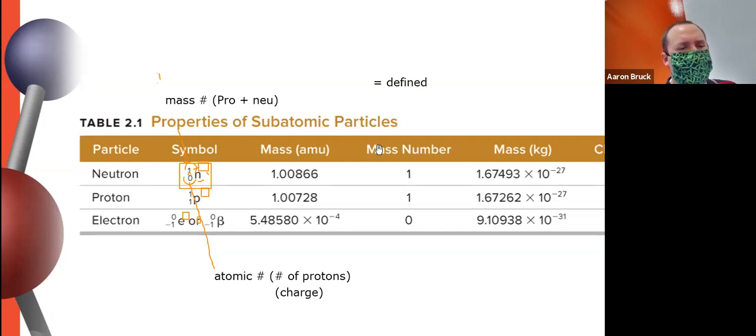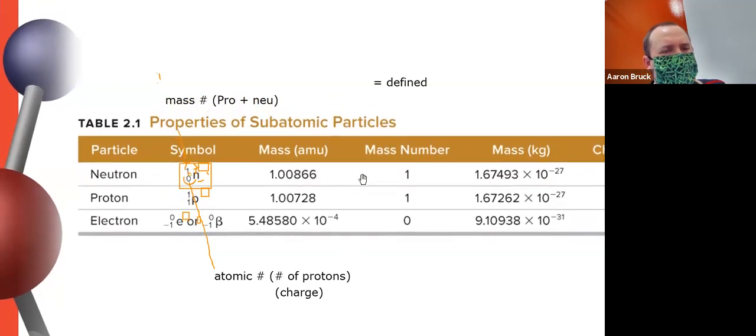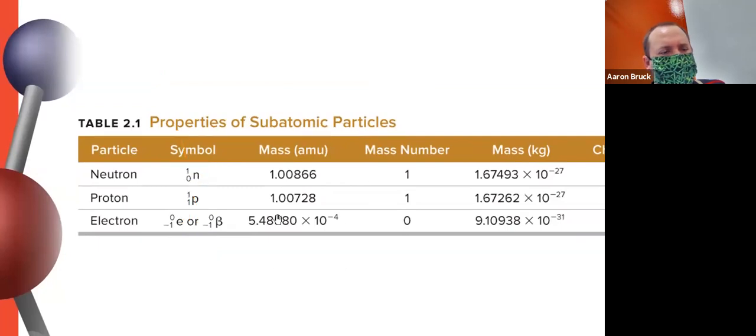If we walk on through this, we can see that from a standpoint of mass, our masses of protons and neutrons are relatively close to each other. Neutrons are just slightly more massive. Both are way more massive, almost 2,000 times more massive than an electron is.